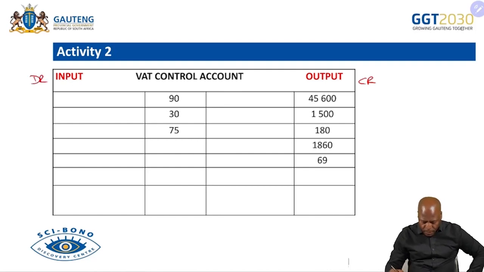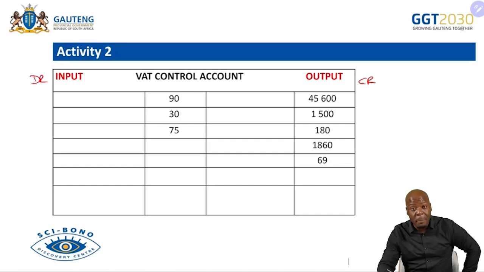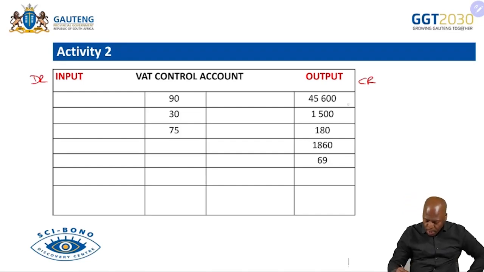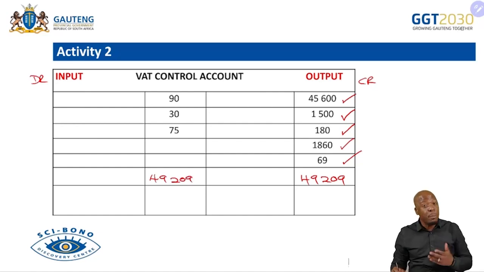So on my credit side, I want you to have your calculator. Please start punching. You're going to put 45,600. And then you add 1,500. Please add 180. Punch that in. Add 1,860 and add 69 as well. And then the total becomes 49,209. So I have to put it in both places now.